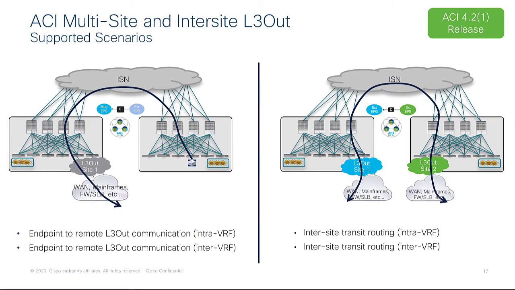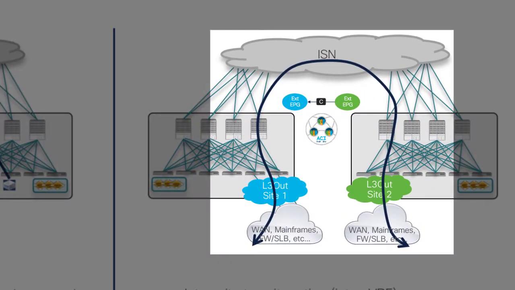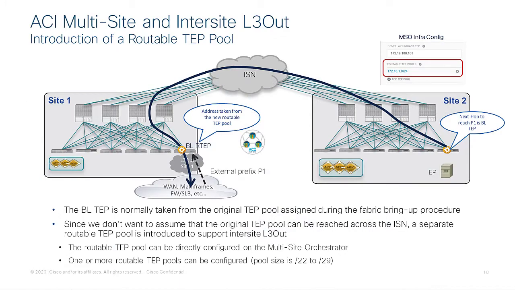A second use case that can be supported is a transit routing use case where traffic between different L3 outs deployed in different sites can be supported intra-VRF, inter-VRF. So in this use case, the multi-site domain performs a distributed routing functionality that allows two external layer 3 networks, one connected to the L3 out of site 1 and one connected to the L3 out of site 2, to communicate with each other. Obviously, in order to enable this connectivity, I now need to apply a contract between the external EPG associated to the L3 out in site 1 and the external EPG associated to the L3 out in site 2.